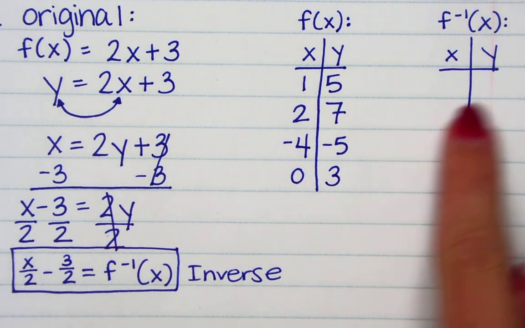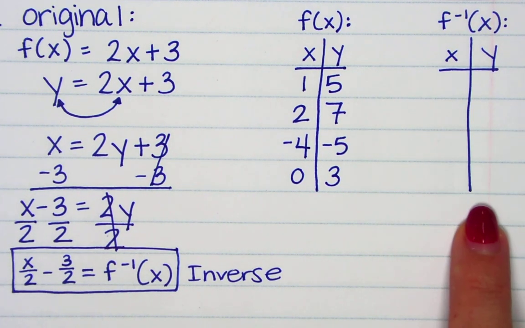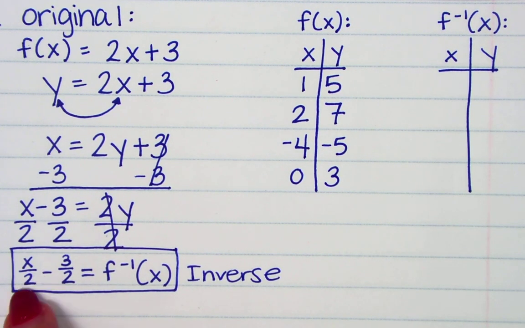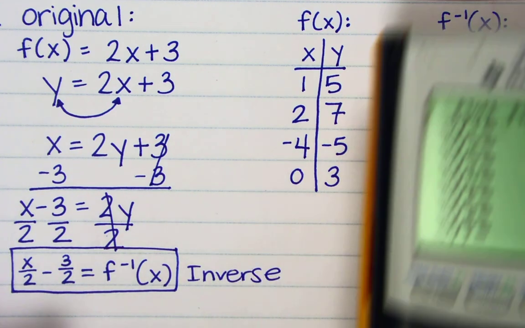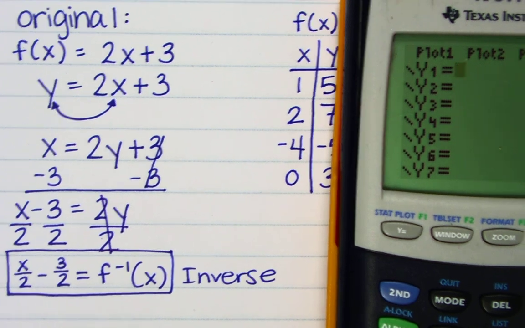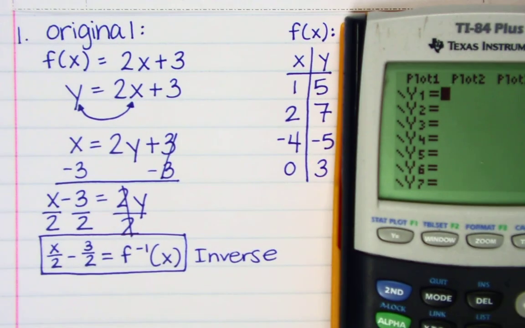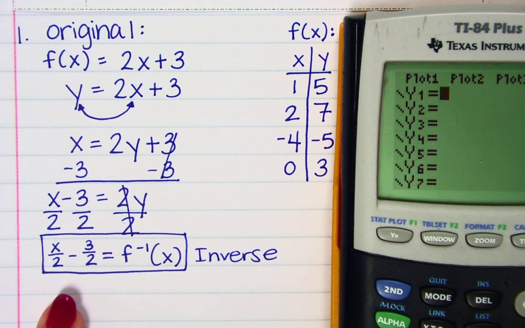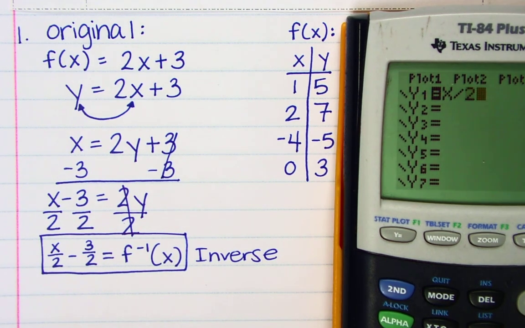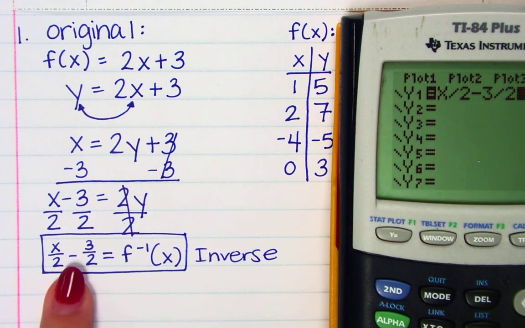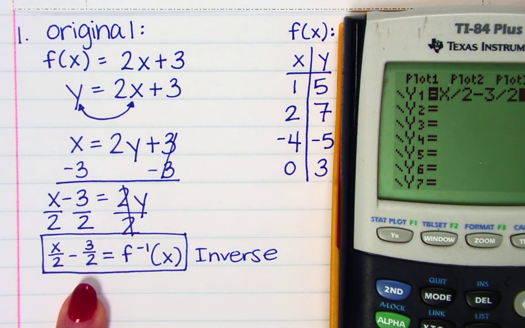All right, now we're going to find the table for our inverse. Since it's a little bit more complicated of a problem, it's got fractions and stuff in it, let's do that in y equals in our calculator. Okay, so go to y equals. Everybody needs to do this, please. And we're going to put in our inverse function. I'm going to do x divided by 2 minus 3 divided by 2. That's my inverse function.